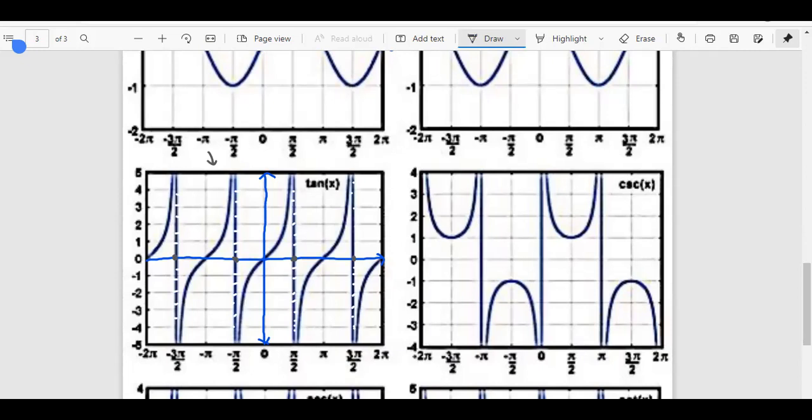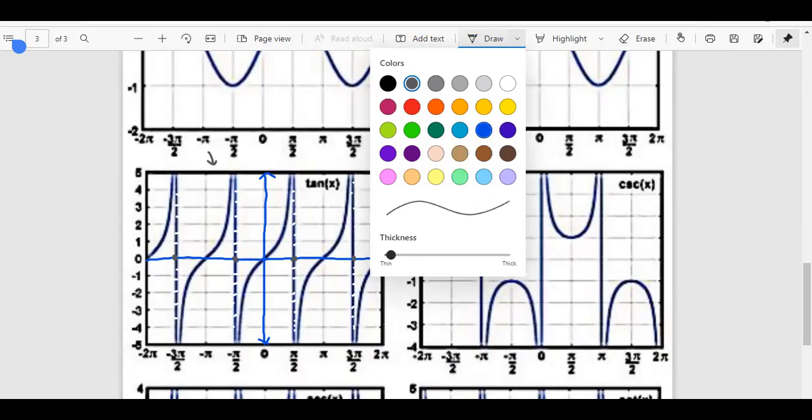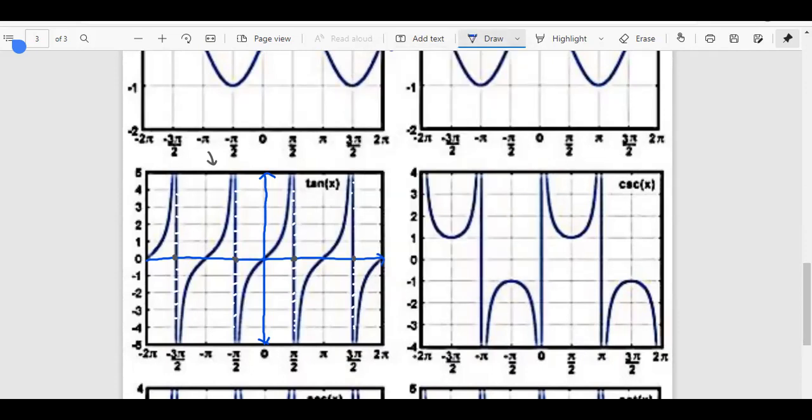So, what do you think about tan? Is it a smooth graph or is it a discontinuous graph? It is a discontinuous graph. Very good. Excellent. Okay. Let's talk about cosecant. We'll talk about all these in detail. For now, I just want to emphasize something. What do you think about cosecant? Is it a continuous graph or is it breaking at some points? It is breaking. Yes, it is.